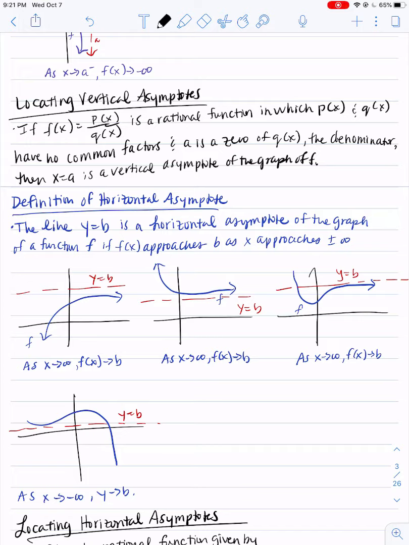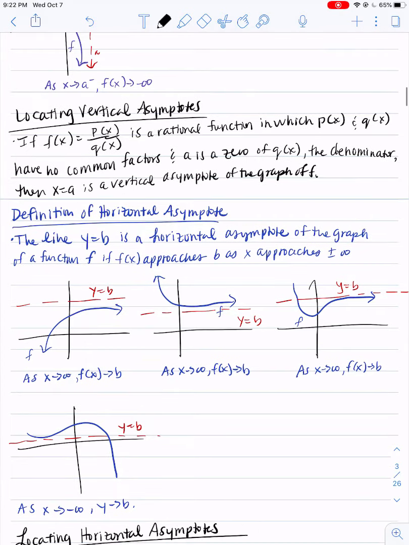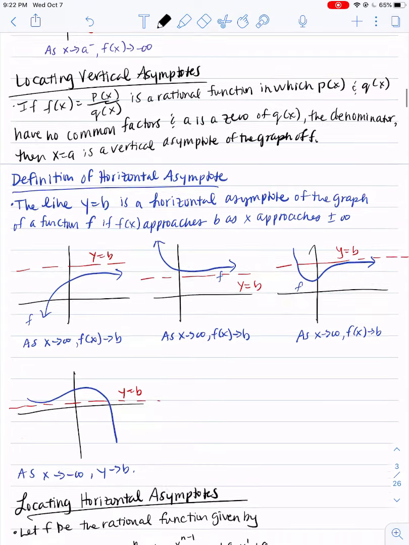Alright, so our method of locating vertical asymptotes. If we have f of x equals p of x over q of x as a rational function, where p of x and q of x have no common factors, so they're reduced to simplest form, and a is a 0 of q of x, which is the denominator, then x equals a is a vertical asymptote of the graph of f. That's because if a is a 0, the denominator is going to be 0, so it's undefined at that point, which is why we have an asymptote.